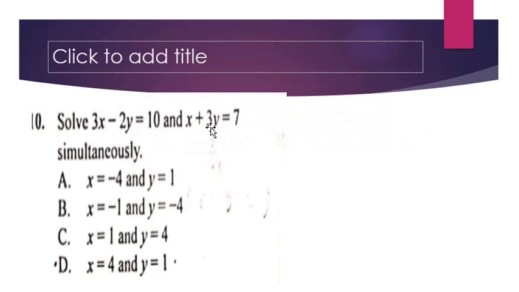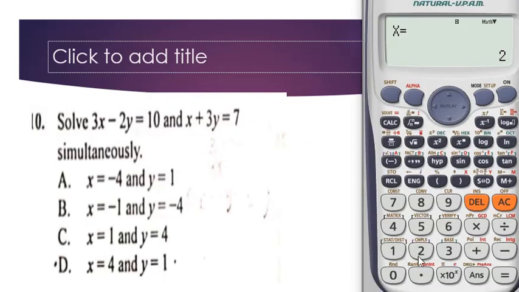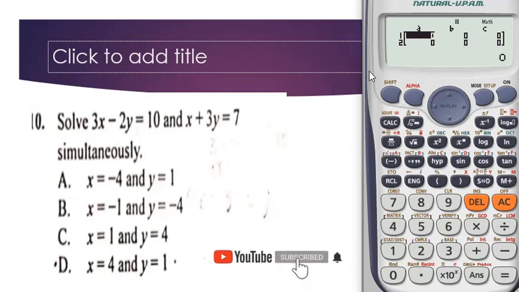So we have to solve this equation. The same principle applies. In order to clear the already existing numbers, just click on AC. All of those initial numbers will be cleared. Now let's start from here. We have 3x minus 2y equals 10, and then x plus 3y equals 7. So let's do that. We have 3, click on the equal to sign, minus 2, click on the equal to sign, and then we have 10. Then click on the equal to sign.